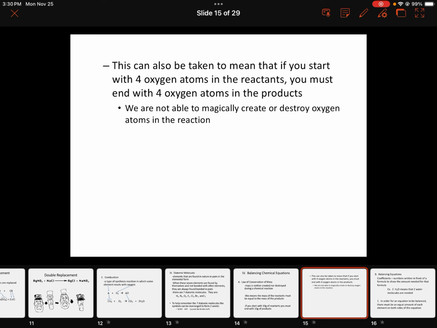And so here, the idea, we're going to do this. If we start with 4 oxygen atoms, we better end with 4 oxygen atoms. I compare that to when you're babysitting. Those of you that babysit, if you start babysitting 4 kids at the start of the night, you better have 4 kids at the end of the night. If mom and dad come home and there's only 3 kids, you're in trouble. Or if mom and dad come home and all of a sudden there's 6 kids, you're in trouble. If you start with 4, you better end with 4.